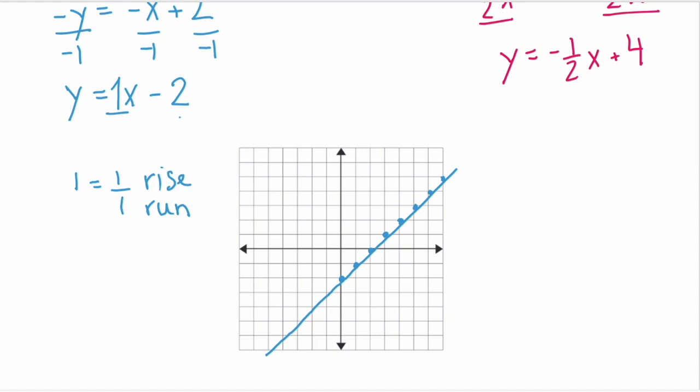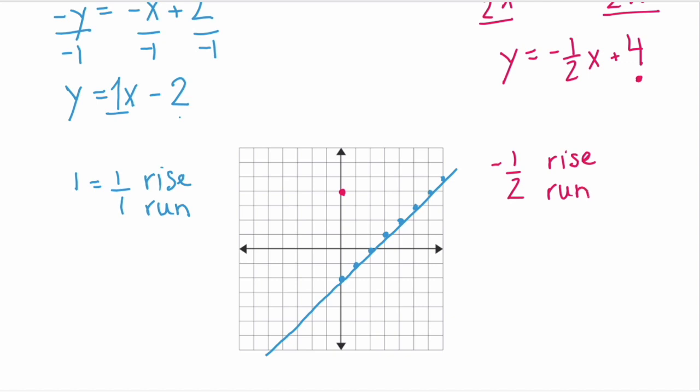And then we go and do the same process with our second line. So start with that y-intercept. Here it's a positive 4. So 1, 2, 3, 4. And then our slope is negative 1/2. So it's already in a fraction, which is great.